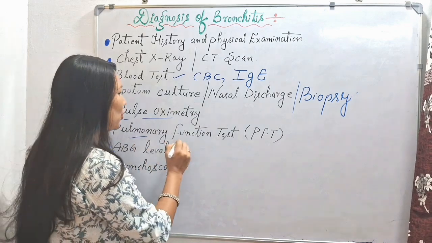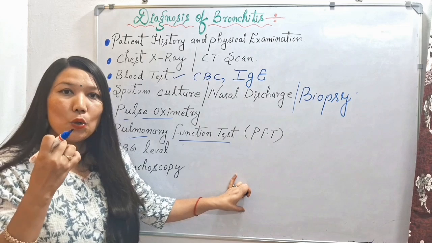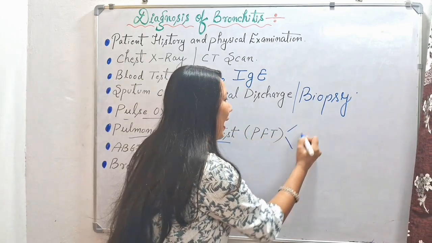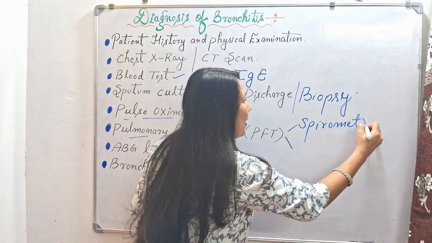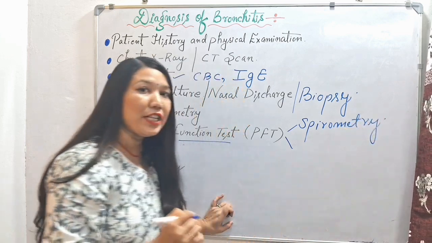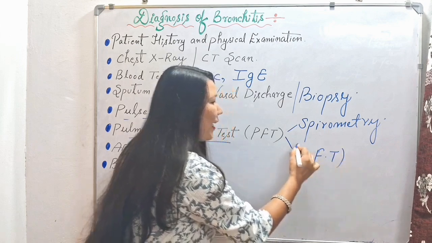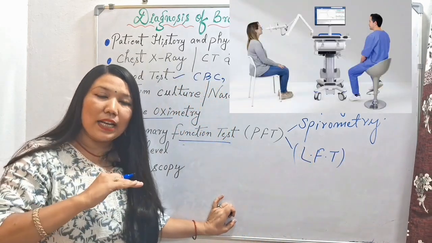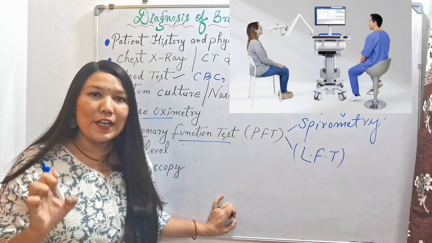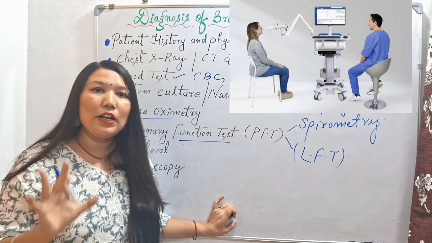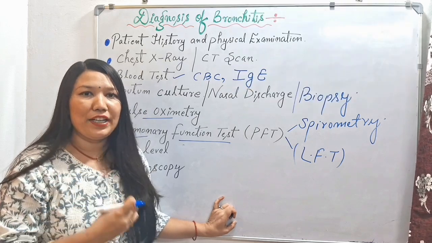Next we have pulmonary function test. In PFT, or lung function test, we can go for spirometry test as well as lung volume test. Mainly in the PFT test we will check the inhalation as well as the exhalation rate of the patient, and how much residual volume of air is being left in the lungs. So we will check the complete vital capacity of the lungs in the PFT test.